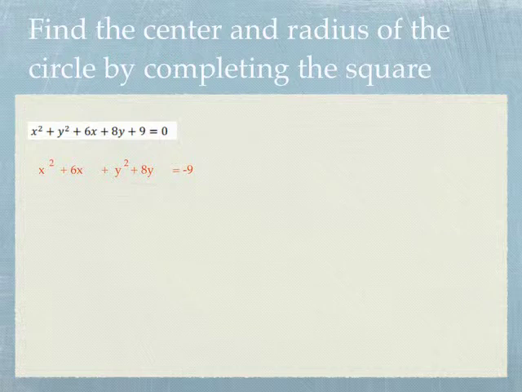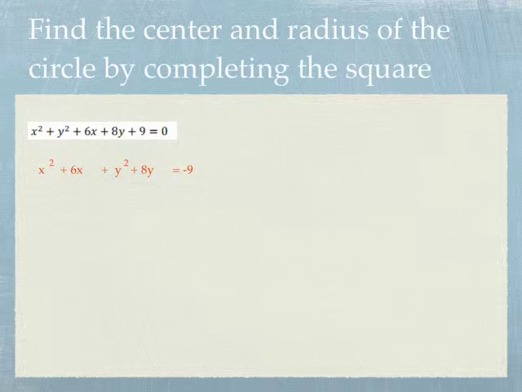Now notice I left a little bit of space between the 6x and the y squared, and then the 8y and equals. We are going to complete the square so we can figure out the center and the radius of the circle. So if I look at the x's, I'm going to look at the middle term, which would be the 6x. If I take half of 6, I get 3, and then I square that, I'm going to get 9. I'm going to do the same thing with the y's. I'm going to take half of 8, which I get 4, and then when I square that, I get 16. So I'm going to add 16.